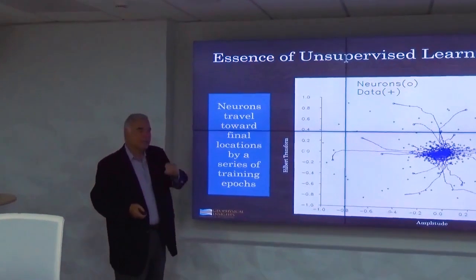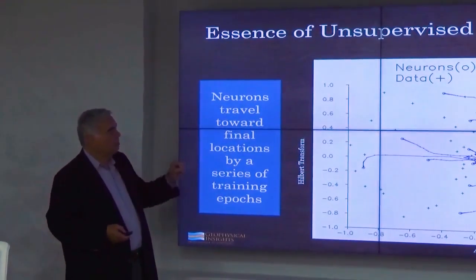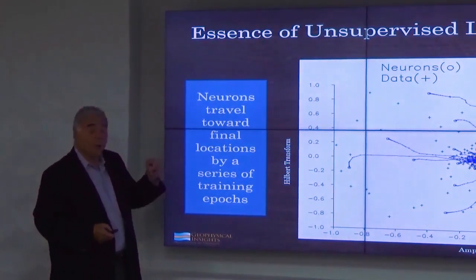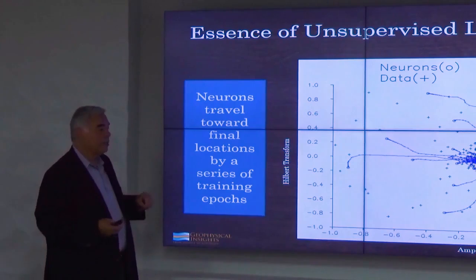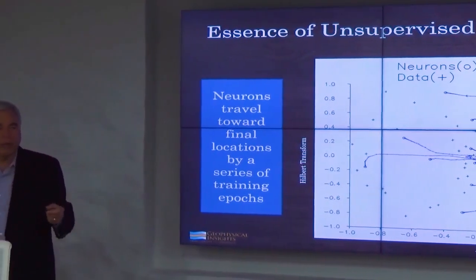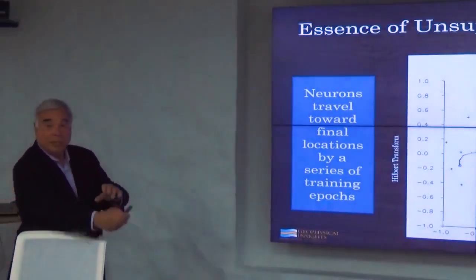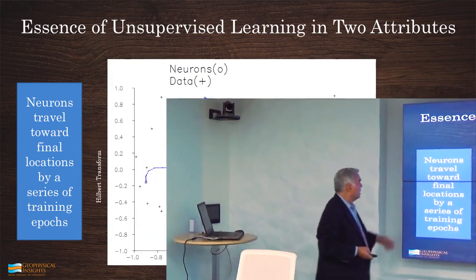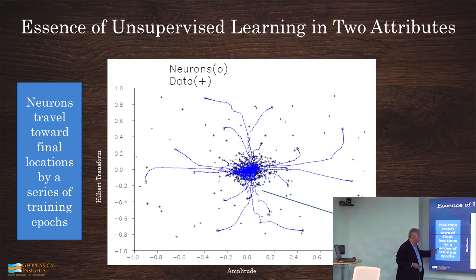Every time they take a step to make some motion, if you will, that constitutes an epoch. So one pass through all the data samples amounts to 1 epoch. And we might go through 50, 100 epochs to finally watch these neurons slow down and stop. So they move towards their final locations by a series of training epochs.